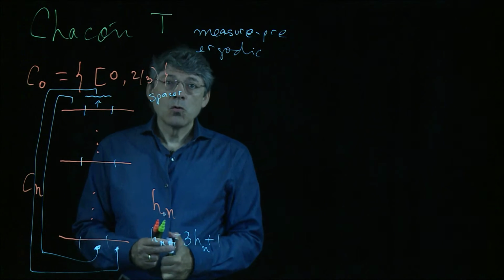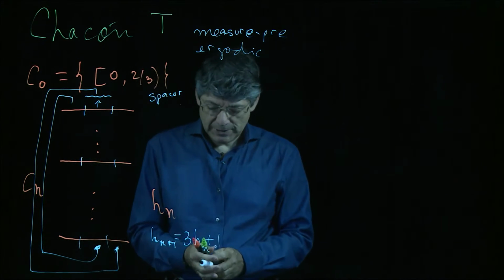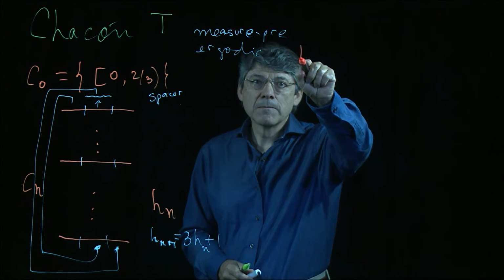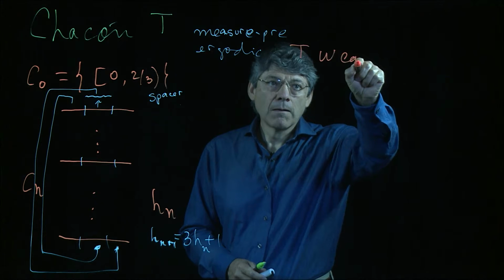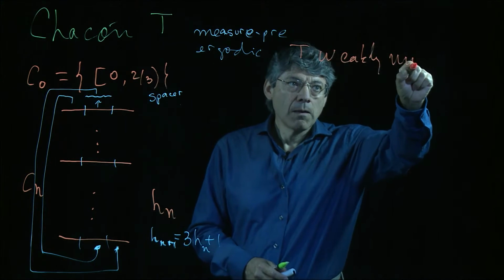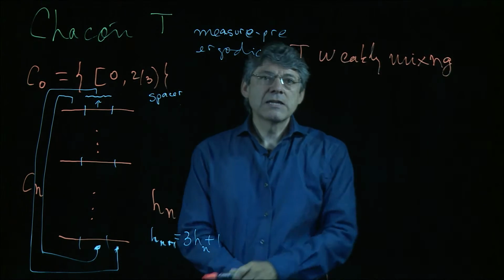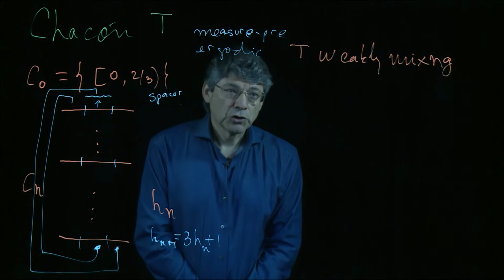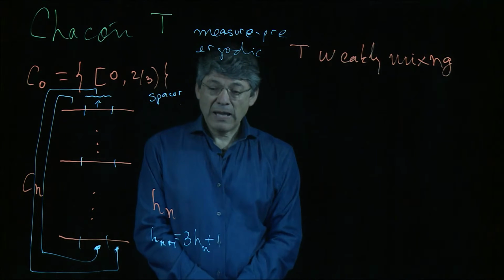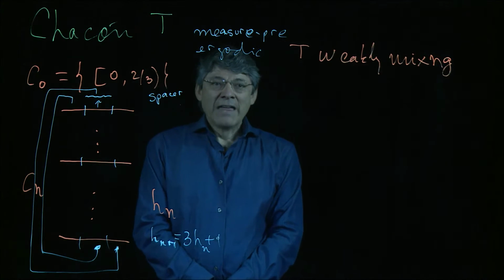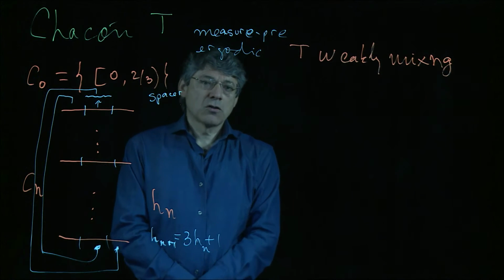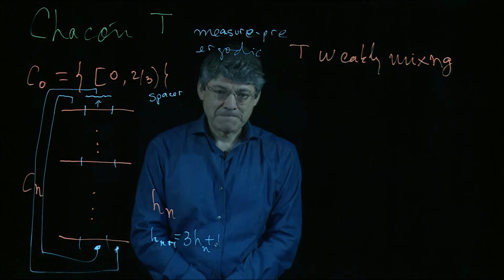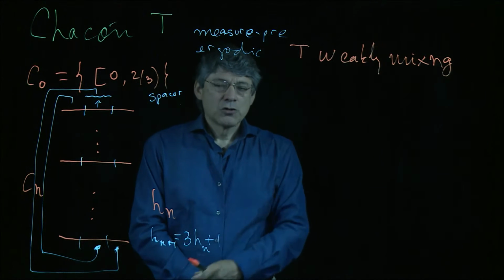What we're going to do now is prove two new properties, and the first one is that T is weakly mixing. This is the new part. Weakly mixing is a very important property that implies ergodicity, but is not implied by ergodicity. There are several equivalent definitions of weakly mixing. We will use one called continuous spectrum.